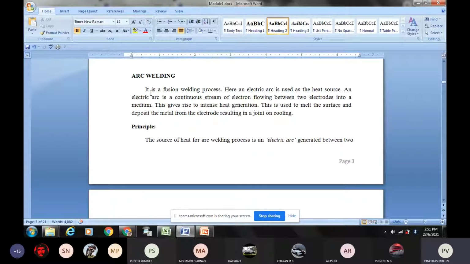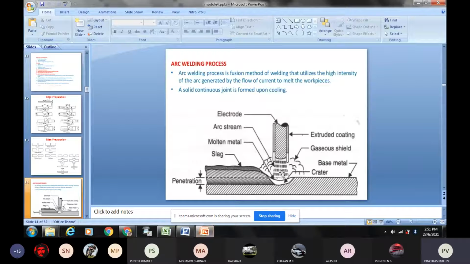It is a fusion welding process. What is the meaning of fusion welding? Fusion is nothing but we are converting the solid metal into liquid state. See, this metal is solid initially. So we are converting this portion of the material, in this region, this metal into liquid.